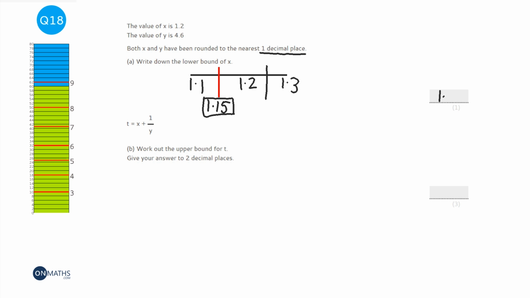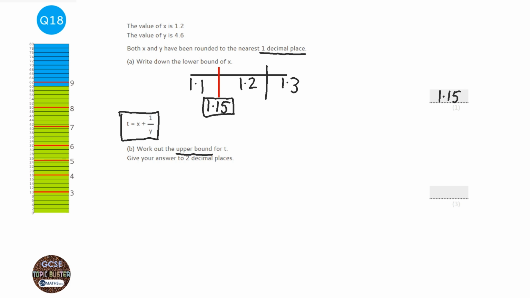So 1.15 is the cutoff point. Now this is a slightly harder question in B because we're given this formula here. We've got to be careful when we're using formulas. We're looking for the upper bound of t.